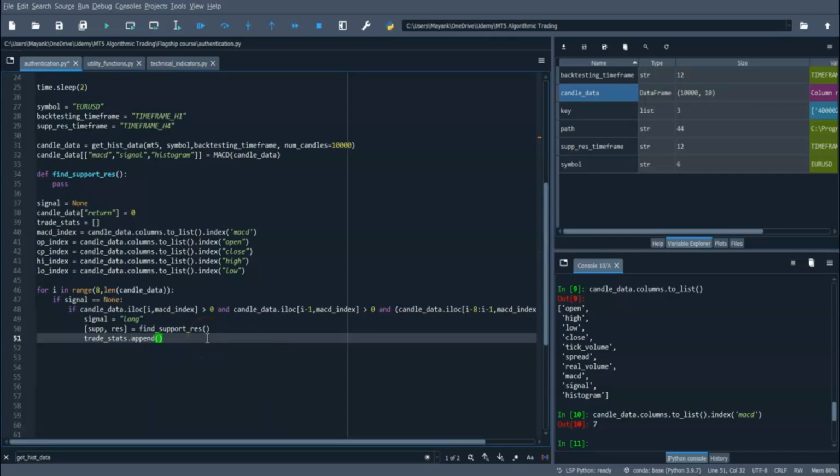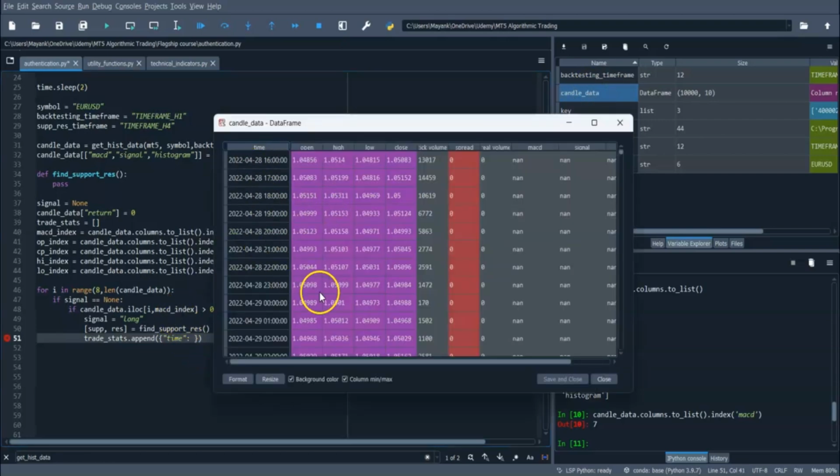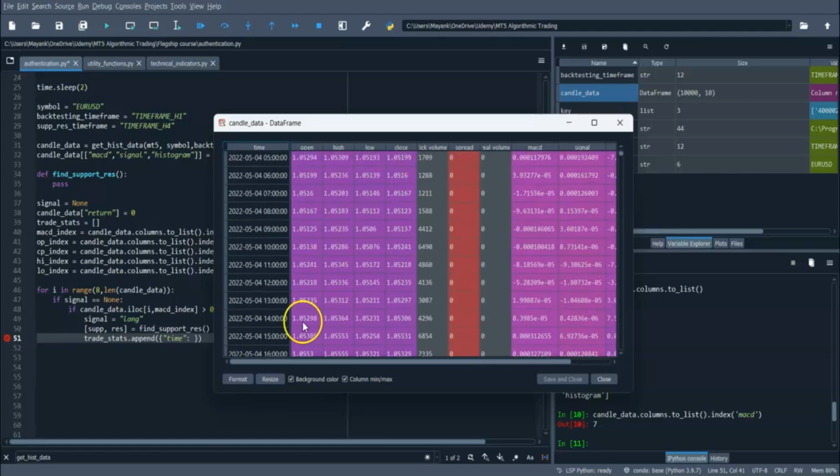What all do you want to store for the trade? Let's store as much information as you want. First would be the time. So the time would be whatever is the time index for that particular row. For example, let's say we got a long signal for this particular row. Then we'll store this index within time. This is when we entered the trade.